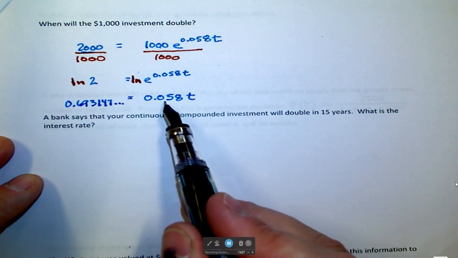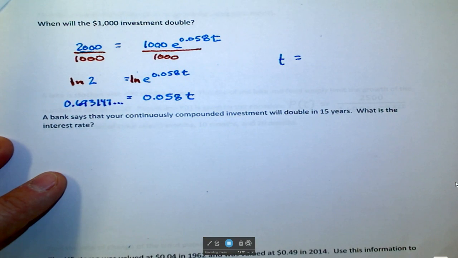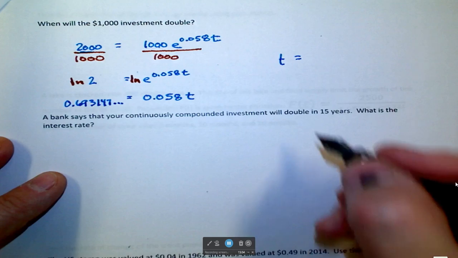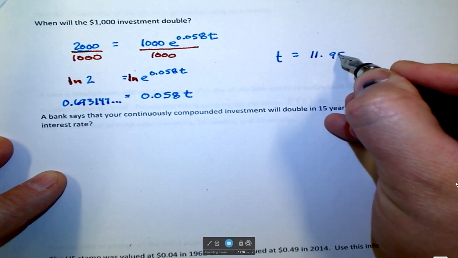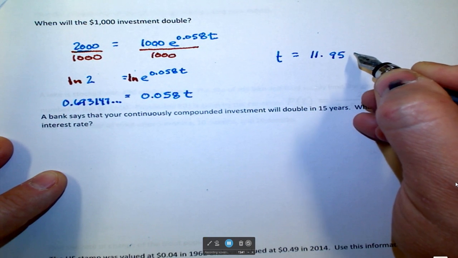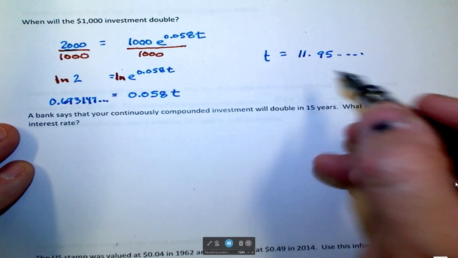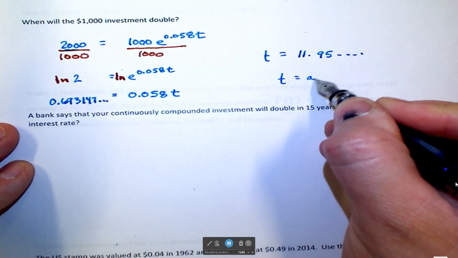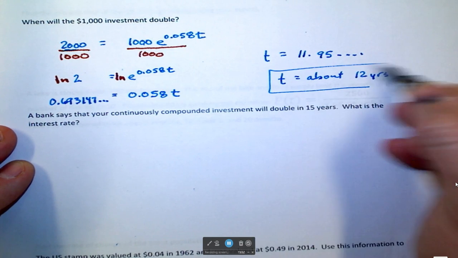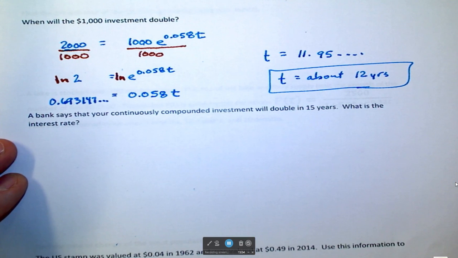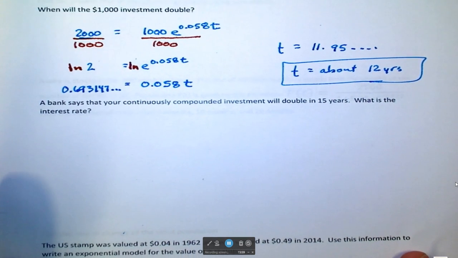And then what? We're going to divide by 0.058, and we get 11.95, and there's more, yada, yada, yada. It should be about the same because it's about the same numbers as before. And so, again, we would say that the doubling time is about 12 years. And if they ask for 1 or 2 or 3 decimal places, we would round it appropriately based on their information.